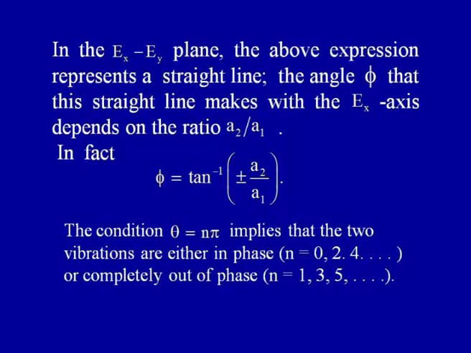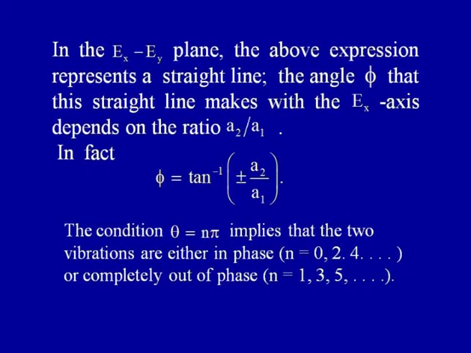In the Ex Ey plane, the above expression represents a straight line. The angle phi that this line makes with the x axis depends naturally on the ratio A2 upon A1. In fact, the angle phi is tangent inverse plus minus A2 upon A1. If A1 is equal to A2, this angle will be 45 degrees.